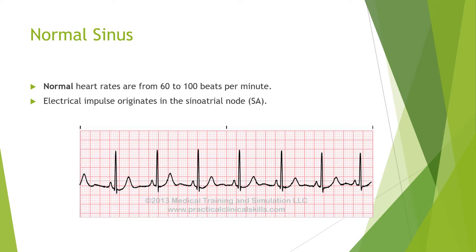In normal sinus, there is a P wave for every QRS. It is regular and it ranges from 60 to 100 beats per minute. This is the normal rhythm of the heart. The electrical impulse originates with the SA node, or the sinoatrial node. It's in the atrium, and it travels through the atria to the AV node, think atrioventricular node. After a brief delay, the impulse travels down the bundle branches to the ventricles. This is where you get your P, that pause, the QRS. So normal heart rate from 60 to 100 beats per minute, and the electrical impulse originates in the SA node. You get a normal P wave.